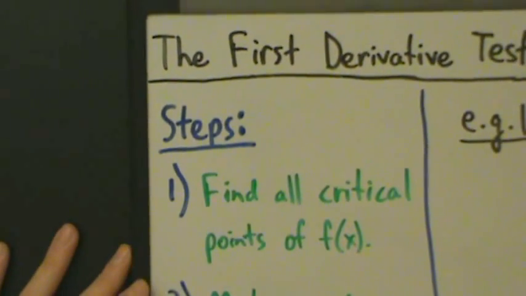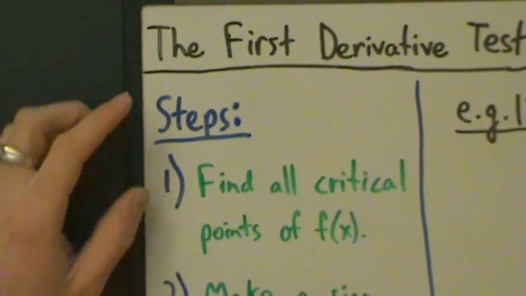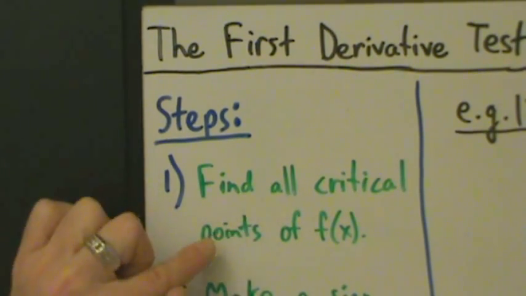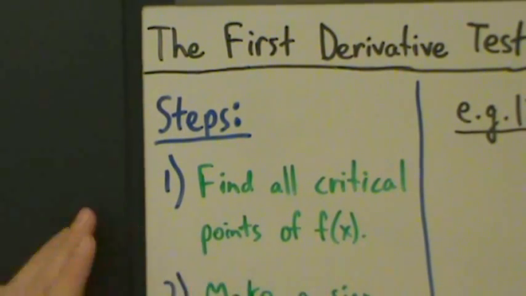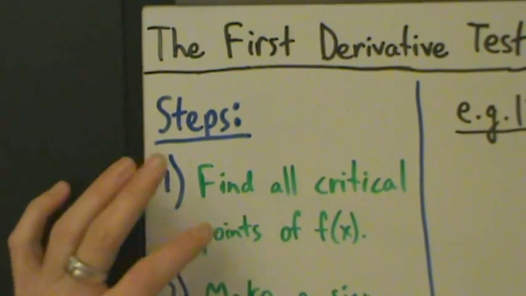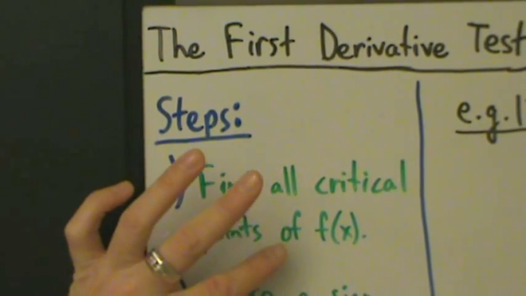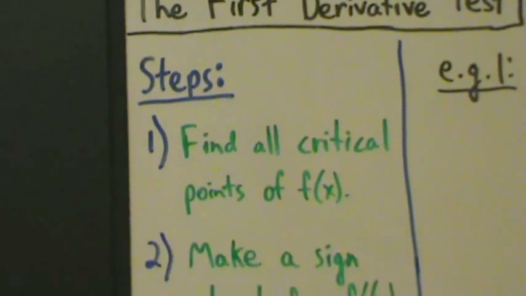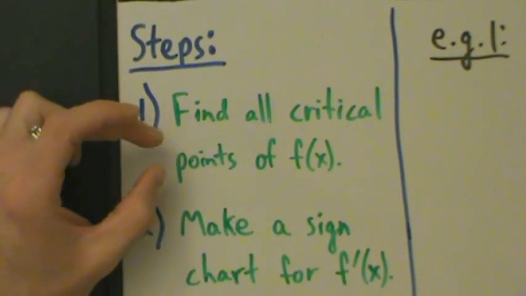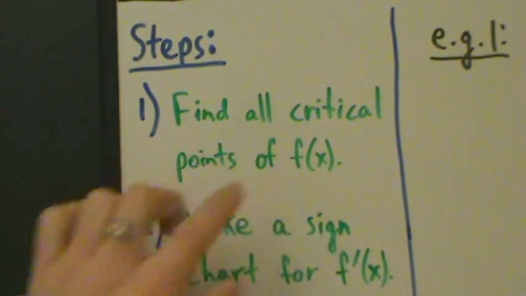But anyway, if you want to find local mins and local maxes, here are the steps to follow. Step 1, find all the critical points of the function f of x. Remember, a critical point is a value of x where the derivative is 0 or the derivative is undefined. And remember that value of x also has to be in the domain of the original function.